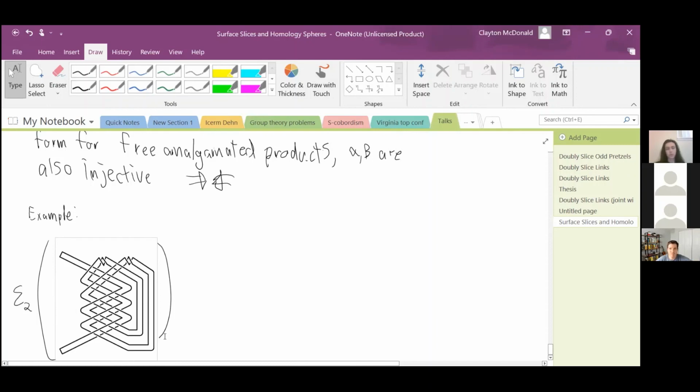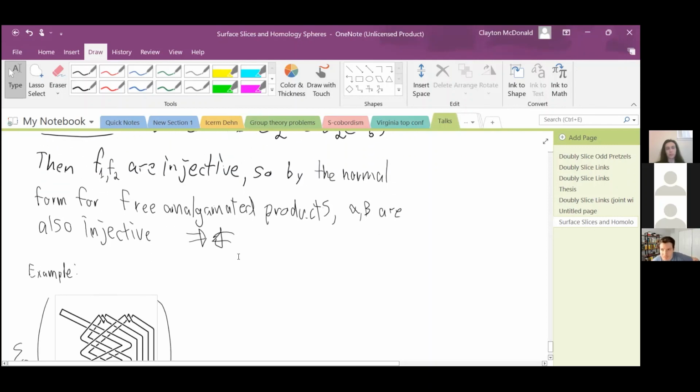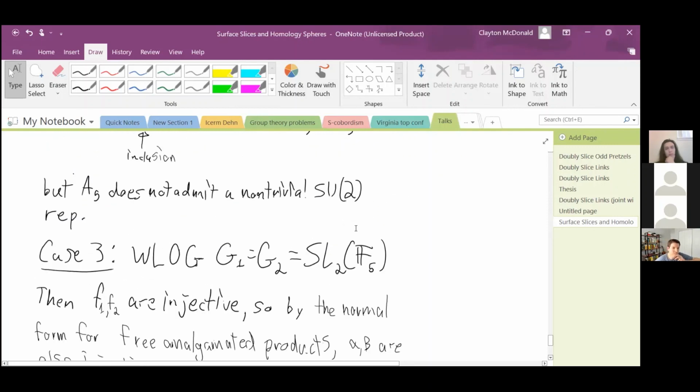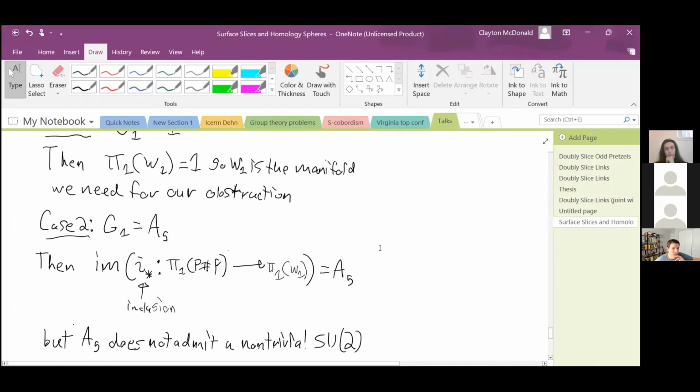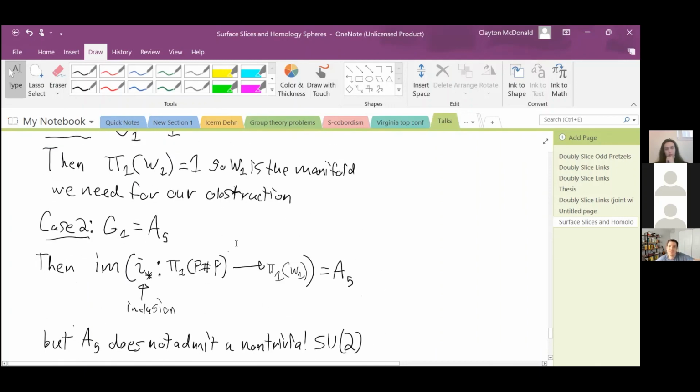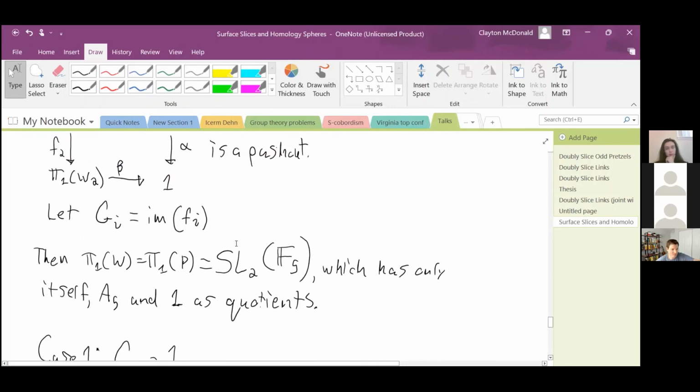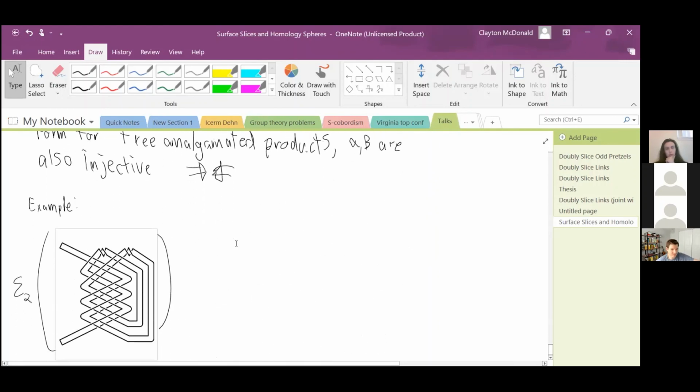You could do this with more general manifolds, more general base manifolds, but you probably need to know a little bit about their SU2 representations. This was pretty nice because SL25 is just really small. But if you knew better group theory, maybe you could still run this argument.